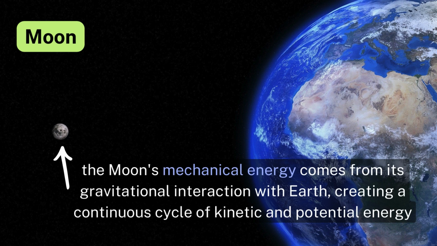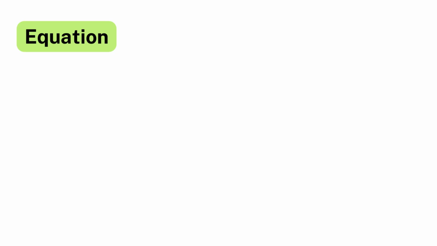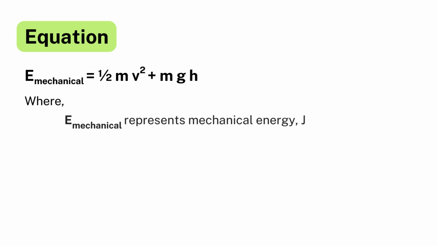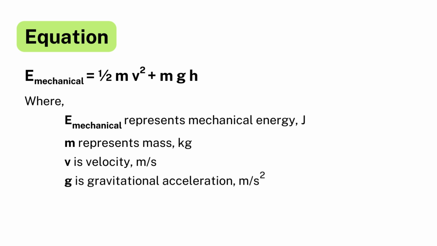So we've covered sufficient examples to understand mechanical energy. Now let's explore the equation and solve some practice problems. The mechanical energy equation, E mechanical equals half mv square plus mgh, combines kinetic energy, which is half mv square, and potential energy, mgh, where E mechanical represents mechanical energy, m represents mass, v is velocity, g is gravitational acceleration, and h is height. This equation helps calculate how much mechanical energy an object has, considering both its motion and height. Let's try some examples to understand how this equation works.